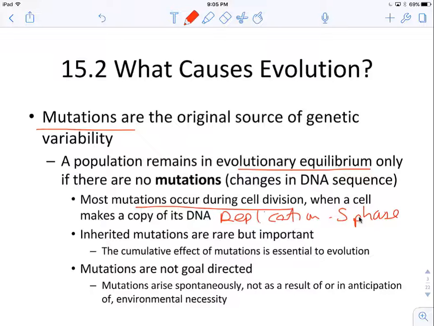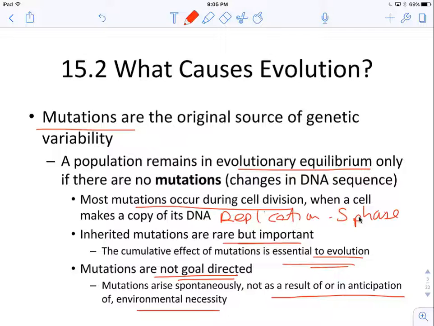Inherited mutations are rare, but they are important. And the cumulative effect of mutations is essential to evolution. The other thing you have to remember about mutations is that they are not goal directed. Mutations are random. They arise spontaneously, and there's really no way to predict what's going to happen with them. They are not a result of or anticipation of environmental necessity.